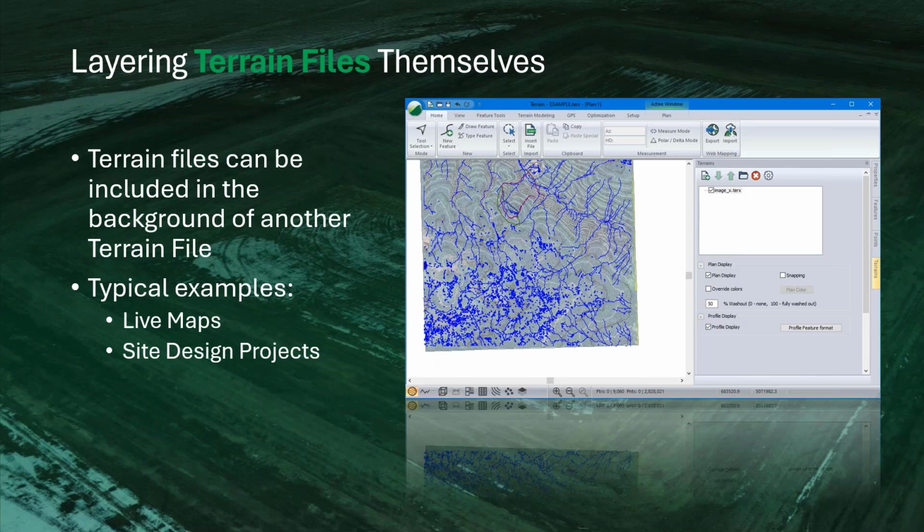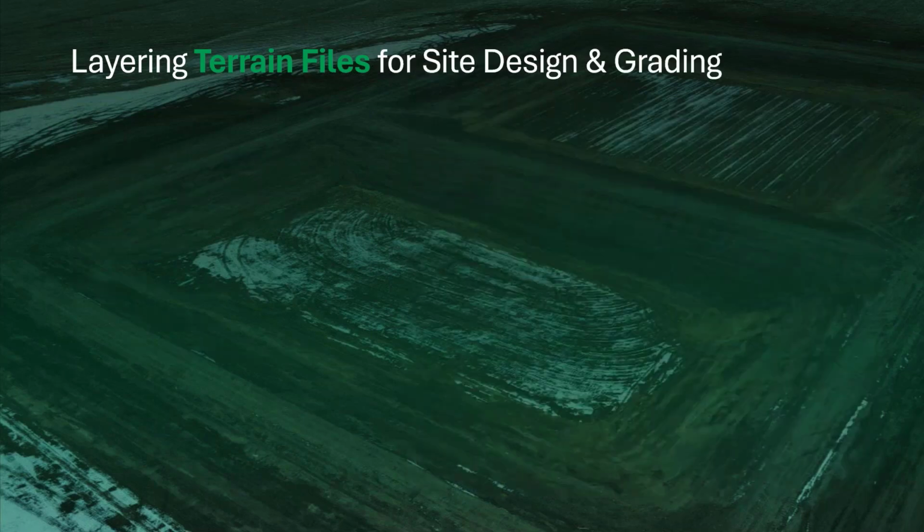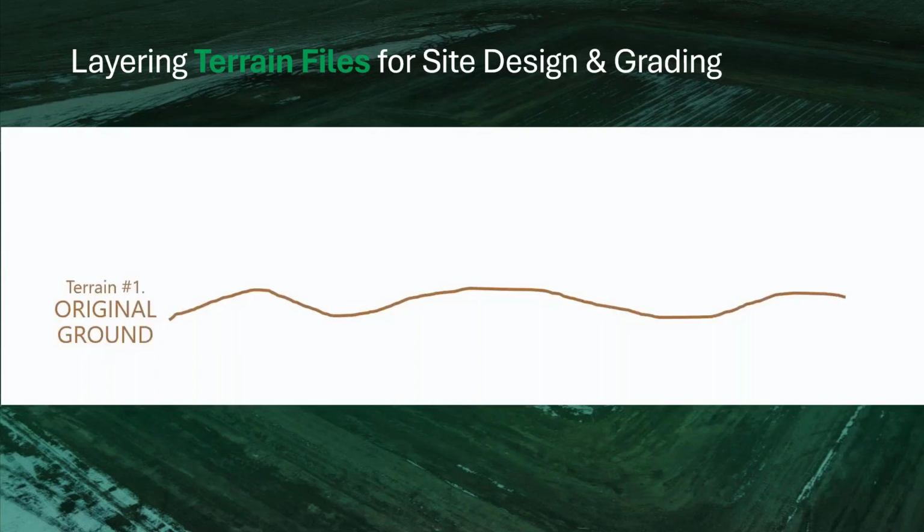But today, we're going to be focusing on the more site design side of things, where we can put, for example, an original ground file in the background of another terrain. And the reason you'd want to do this is when we start to get into site design. You don't want to modify your original ground in the original ground's file. You actually want to modify the original ground with a surface or changes to that surface, but do so in its own file.